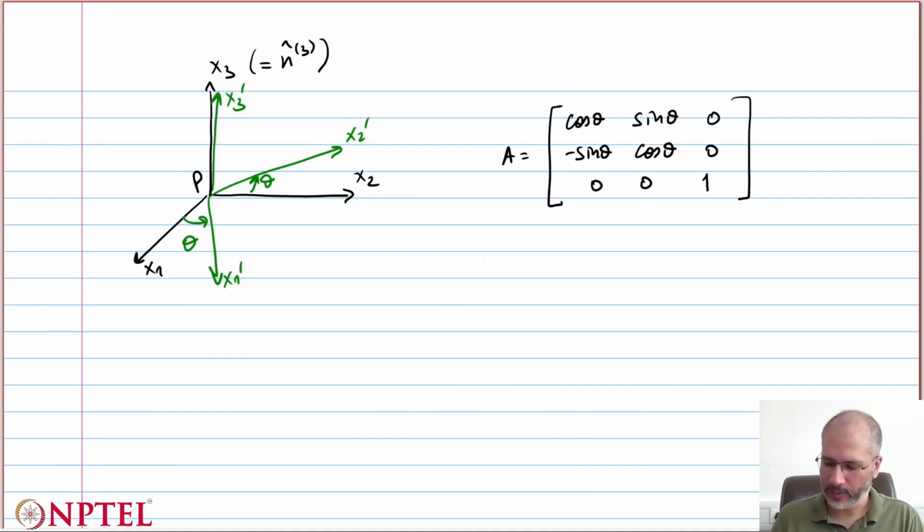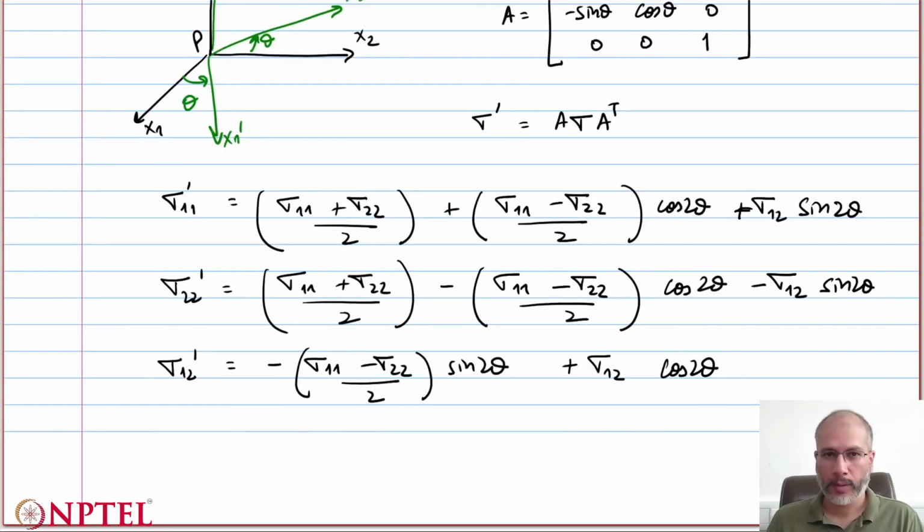So with this knowledge, I can find my sigma prime, that is the 9 components of sigma prime, as A sigma A transpose, where sigma is the representation in the x1, x2, x3 coordinate system. And when you substitute the 9 components of sigma in the form that we had written, where only 4 components were non-zero, and the expression for A and A transpose, you get this expression for sigma prime. Now think about it. Why have we only written these 3 components of sigma prime? What about the other components?